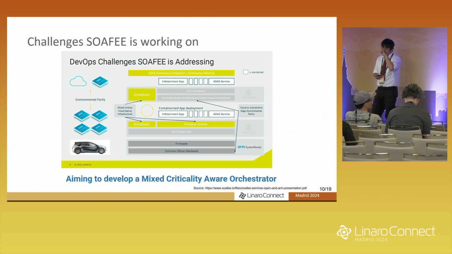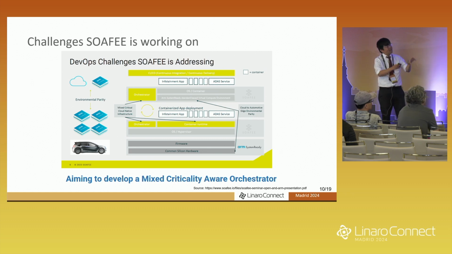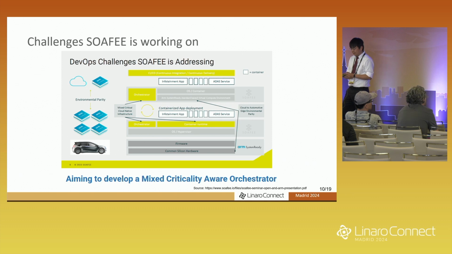And this image, I copied this image from the SOFI materials, and the yellow box is SOFI developing items. Maybe it is difficult to read, but they will have some orchestrator located on both the cloud side and the edge side, and also they have some virtualization layer on the edge side. Okay.